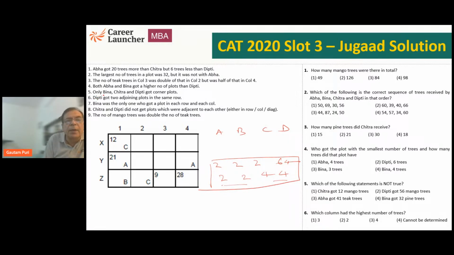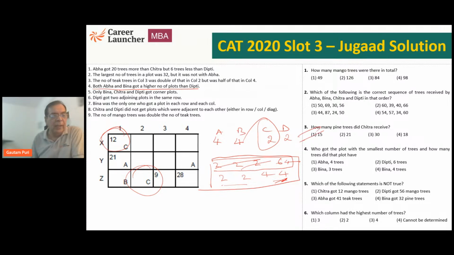Now look at statement number 4. Abha and Beena got a higher number of plots than Deepti. Which of the two will work? Obviously the second one, because Abha and Beena, two of them have to get a higher number of plots. In the first case, 2, 2, 2, 6, that is not possible, so out. That means Abha 4 plots, Beena 4 plots, Chitra 2 plots, Deepti 2 plots. So I know Chitra will get only 2 plots. One is given here, one is given here. Hence, question number 3 can be used to get to the answer. Ruchi, I hope this is clear to you also.